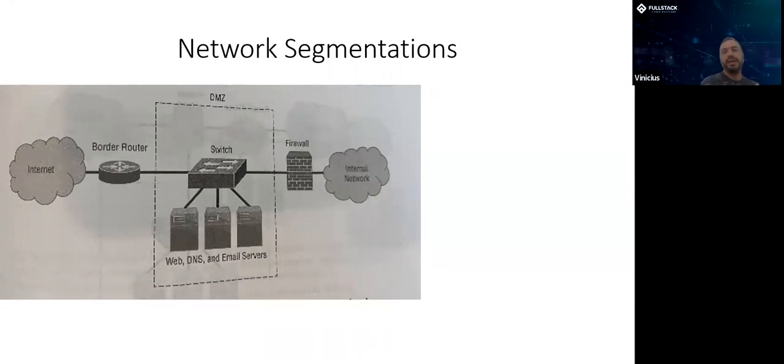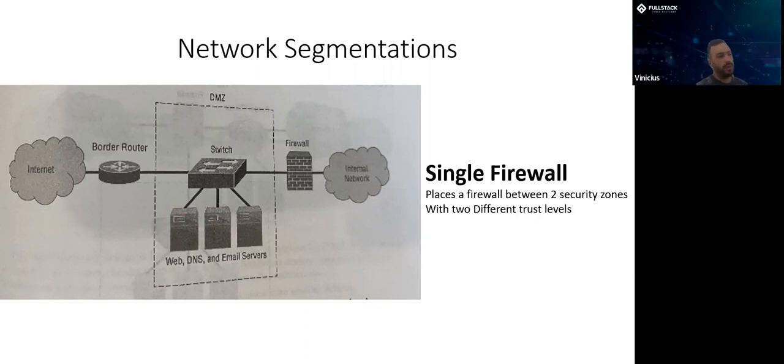So basically, the DMZ, there's no protection, but the internal network has protection in this case, right? So we call this a single firewall. So basically we are just separating the trust zones. There are two security zones, the DMZ and the internal network, and the firewall is basically just filtering between these two zones.